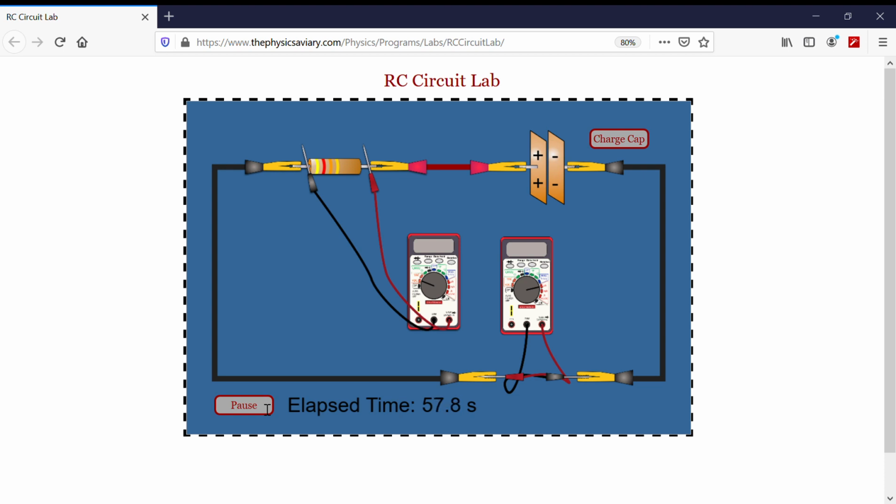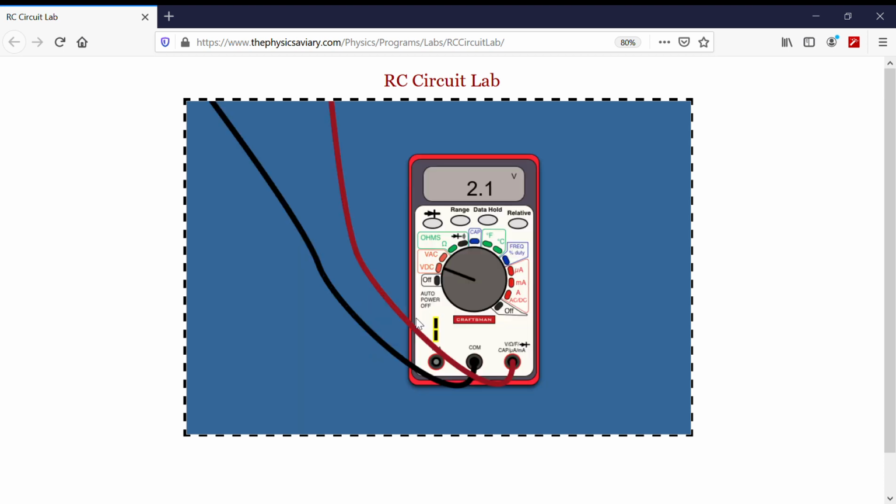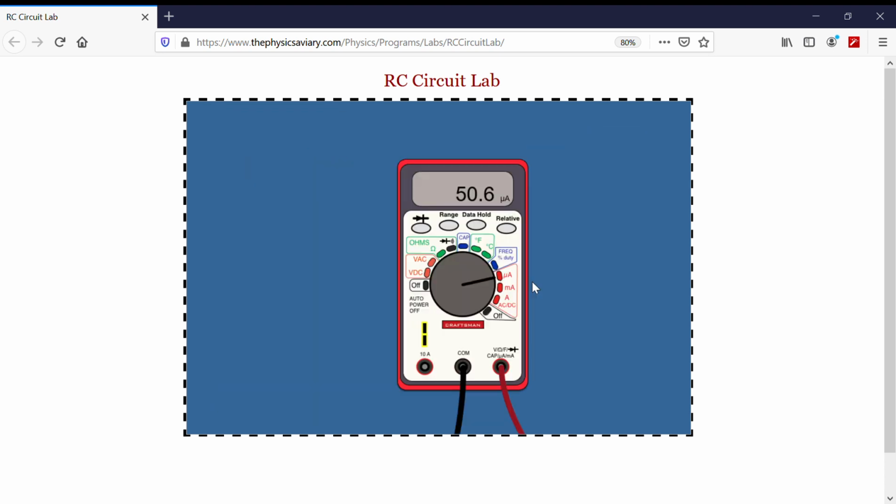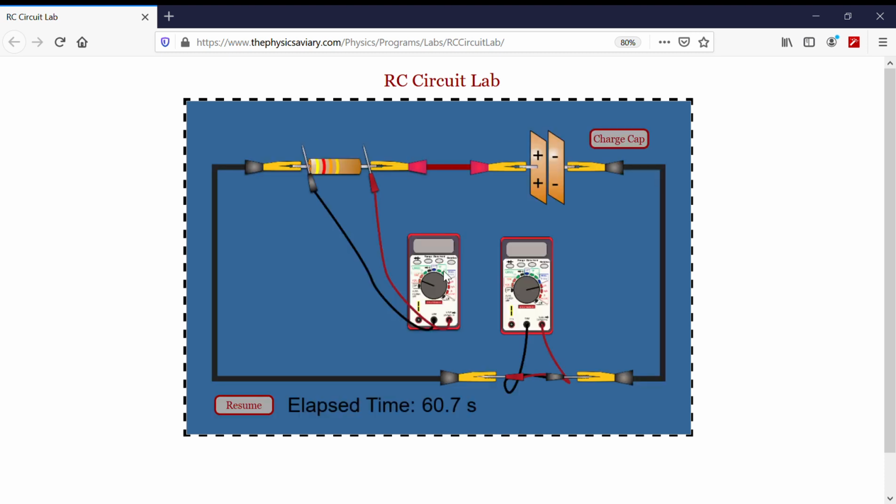Okay, at 60 seconds, the voltage is 2.1 and the current is 50.6 microamperes. Okay, so we are below 2.25 volts. 2.25 is 25% of 9 volts, so we can stop here.